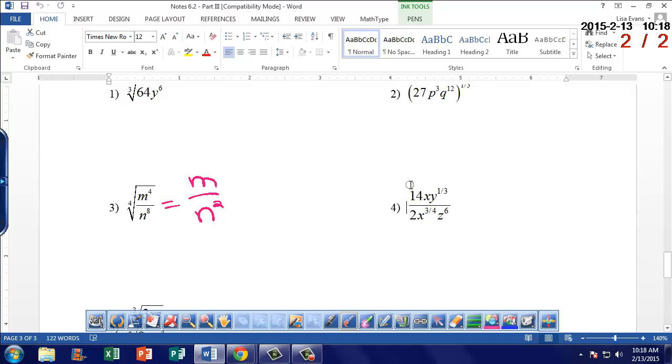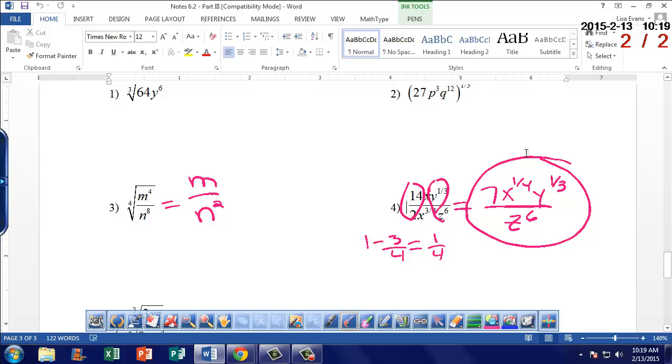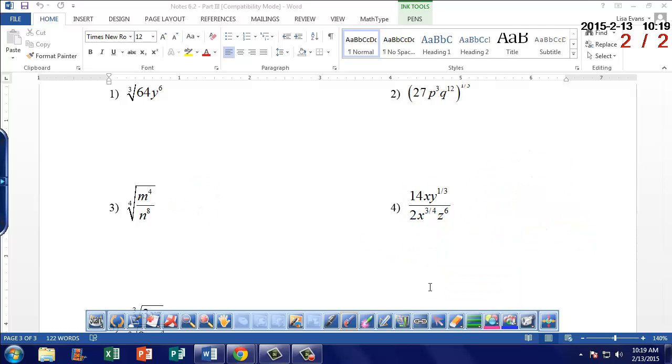Okay, this problem we're going to go ahead and simplify. 14 divided by 2 is 7. Now we have x to the 1st over x to the 3/4. So you need to subtract. When you subtract 1 minus 3/4, you get 1/4. You put it where the bigger exponent is, which is on top. Now we're going to subtract. Oh no, we only have one y, so we leave y alone. And then the z we leave alone. That's it. Perfect. Okay, now the next one can get a little bit messy.